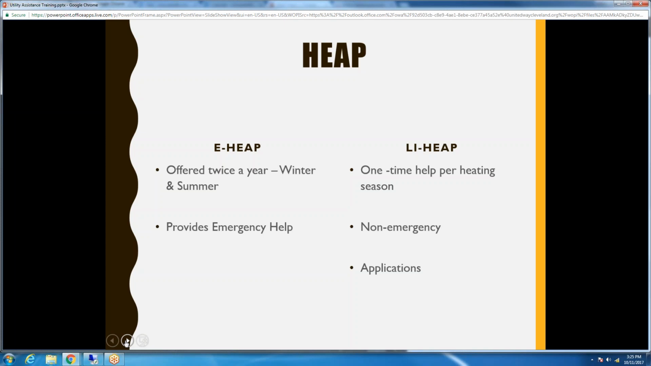Real quick, want to go over LI HEAP, Low Income HEAP. It makes a one-time per heating season payment to assist with winter heating bills for those who reside in Ohio. Applicants must have a household gross income that is 175% or less. The big thing here is if somebody qualifies for emergency HEAP, they're going to also qualify for LI HEAP. So you should be giving both. And here's the thing with this.